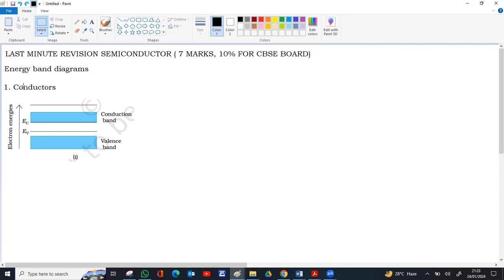For conductors, there are two types of energy band diagrams. Here, the conduction band and the valence band are separated by an energy gap, but the conduction band and valence band both are partially filled. The conduction band is partially filled. The valence band is partially empty. Normally the valence band will be completely filled, but here in this case the valence band is partially empty and the conduction band is only partially filled.